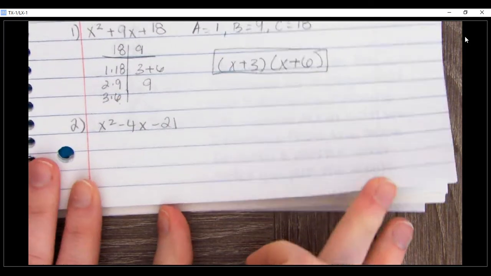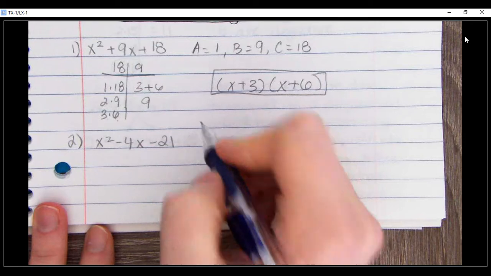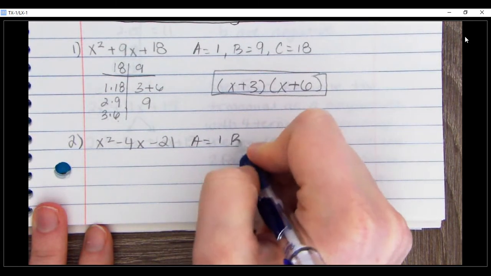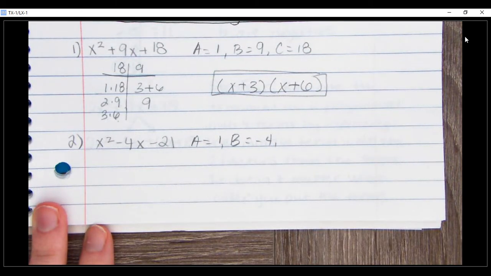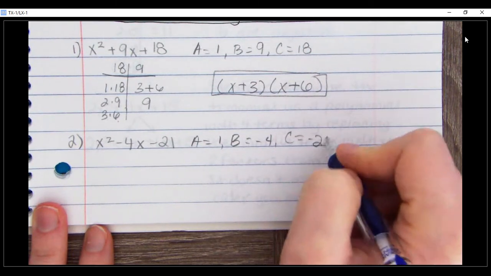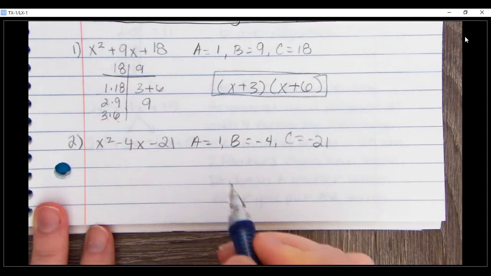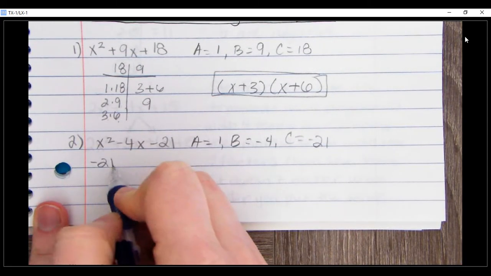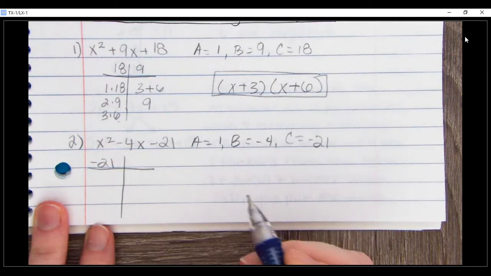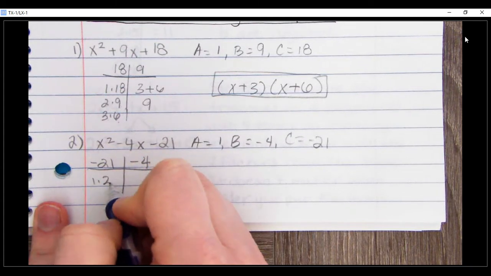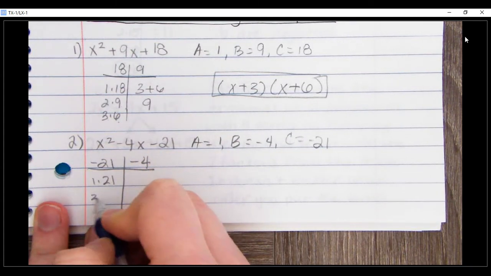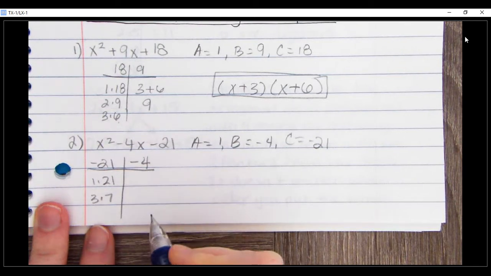So we have x squared minus 4x minus 21. Again, my a is equal to 1. My b is now equal to negative 4. And my c is now equal to negative 21. So I'm going to create my chart again. I have negative 21 to find the factors of, and I want to add that up to a negative 4. I know that the factors of 21 are going to be 1 times 21 and 3 times 7. So I need to equal negative 4.